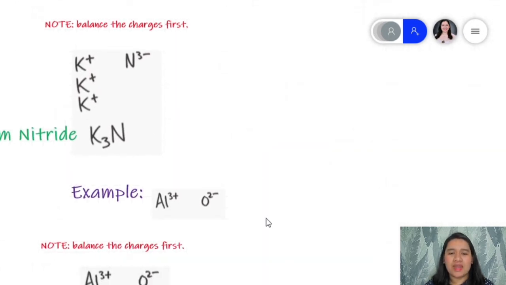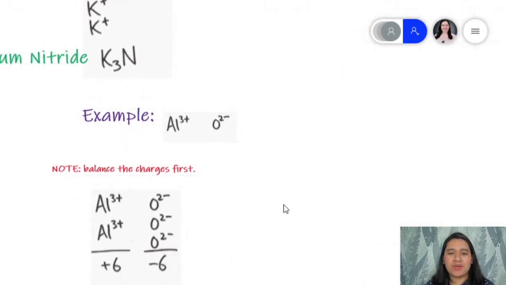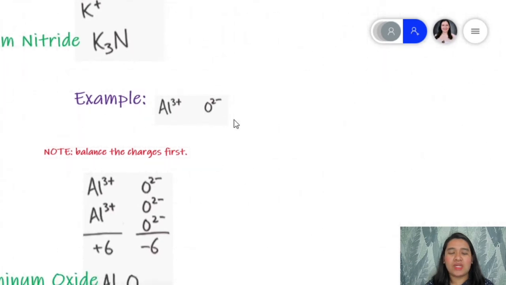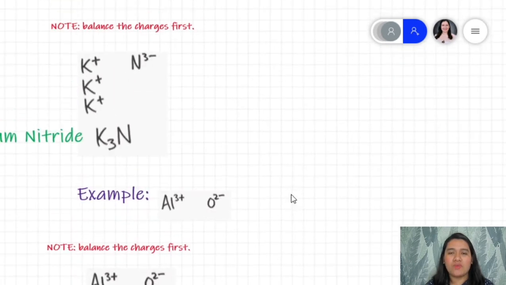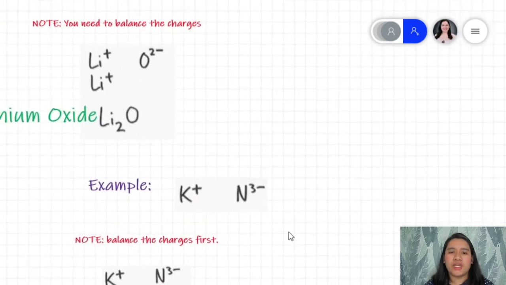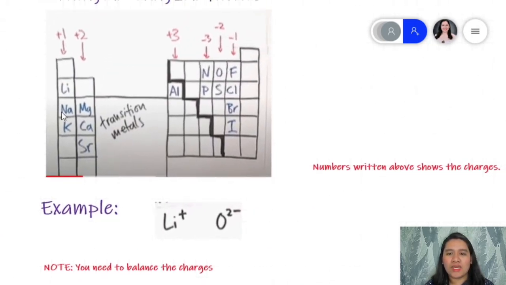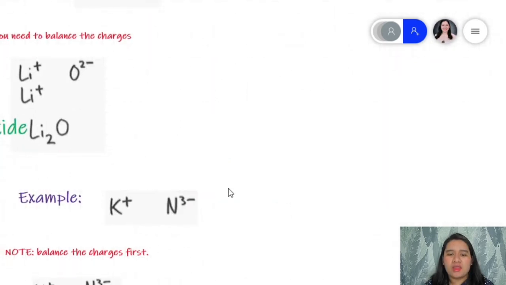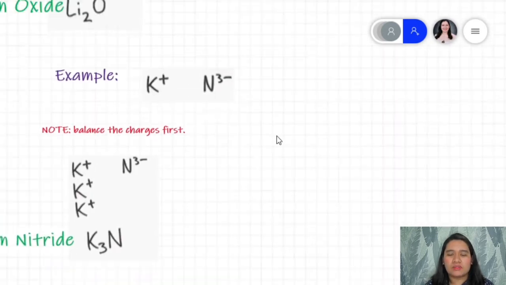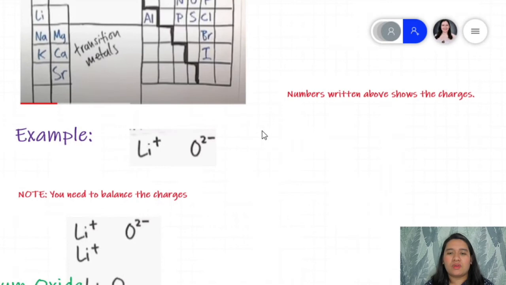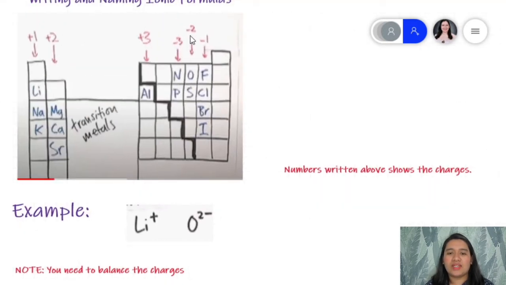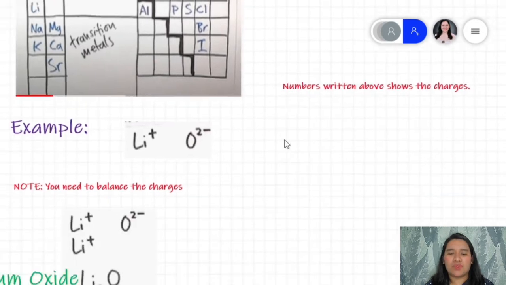Next, another example is aluminum and oxygen. Again, we will get the charges. Aluminum is from this group, so it has a positive 3 charge. And oxygen has a negative 2 charge. So positive 3 and negative 2.